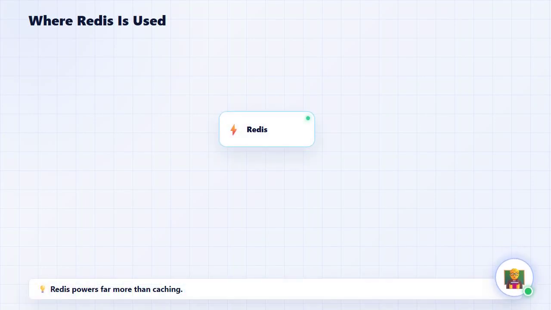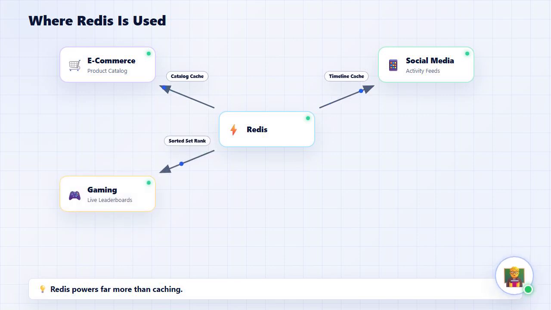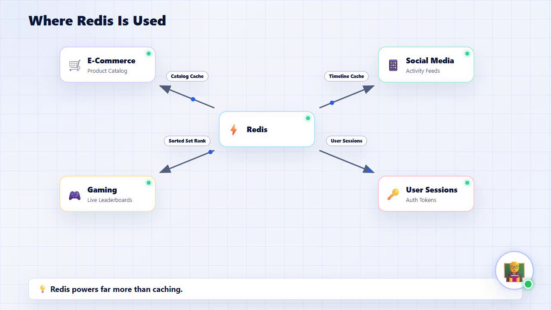This is why Redis appears almost everywhere. E-commerce websites cache product information. Social media platforms build timelines. Gaming companies maintain live leaderboards. Authentication services store user sessions. Rate limiters stop API abuse. Message queues coordinate background jobs. Even AI applications use Redis to cache expensive model responses. Suddenly, Redis isn't one feature, it's infrastructure used across almost every modern application.